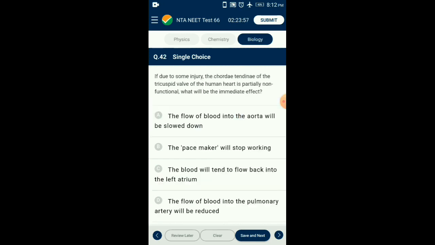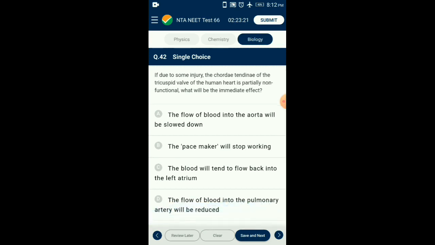Question number 42. If due to some injury, the chordae tendineae of the tricuspid valve of the human heart is partially non-functional, what will be the immediate effect? If the chordae tendineae of the tricuspid valve become partially non-functional due to injury, then the flow of blood into the pulmonary artery will be reduced. So the answer for this question is option D. The flow of blood into the pulmonary artery will be reduced.